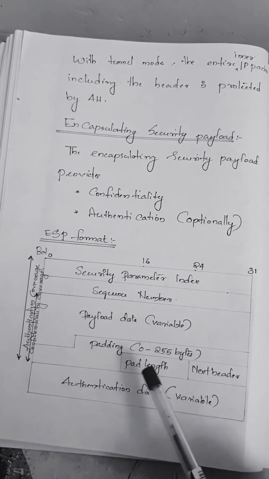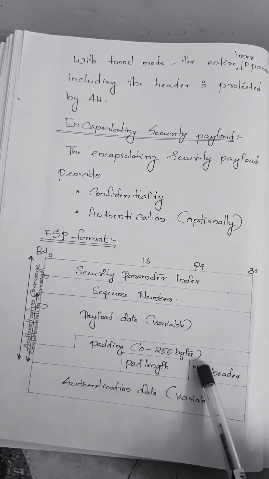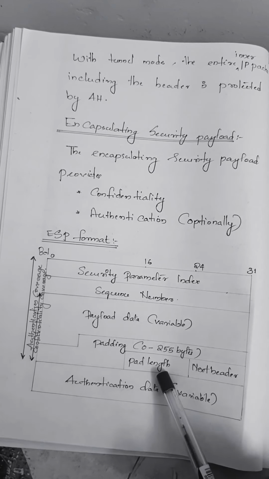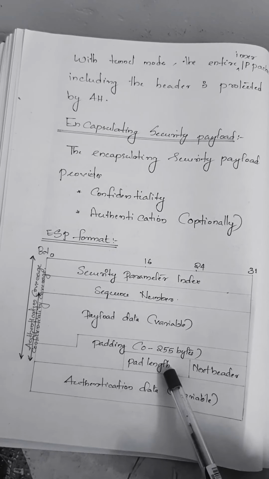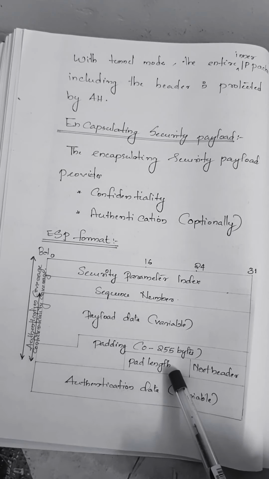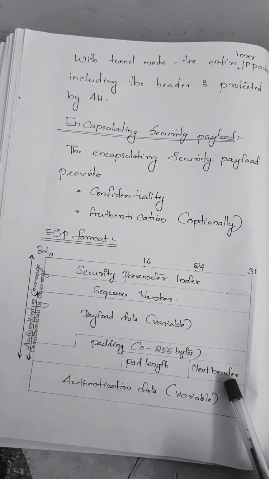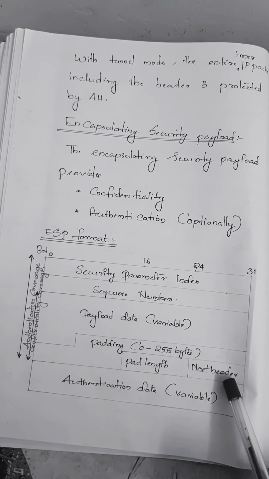Then padding. Padding is of 0 to 255 bytes. This can be added along with the plain text. Then pad length. Pad length is the number of padded bytes added to the plain text. The next header is used to identify the type of data contained in the payload data.